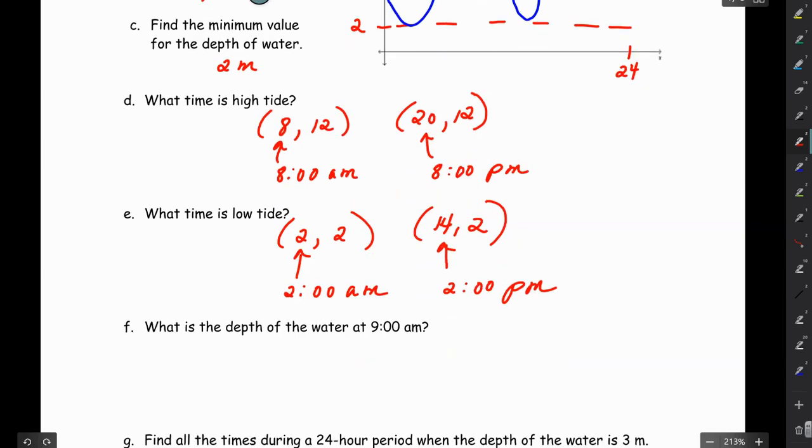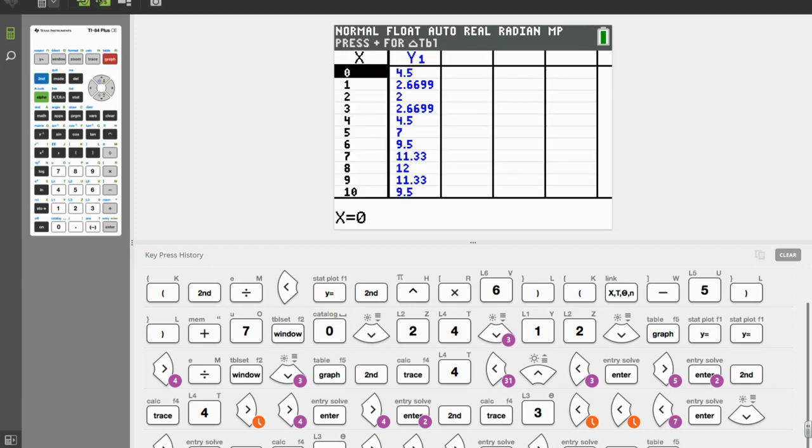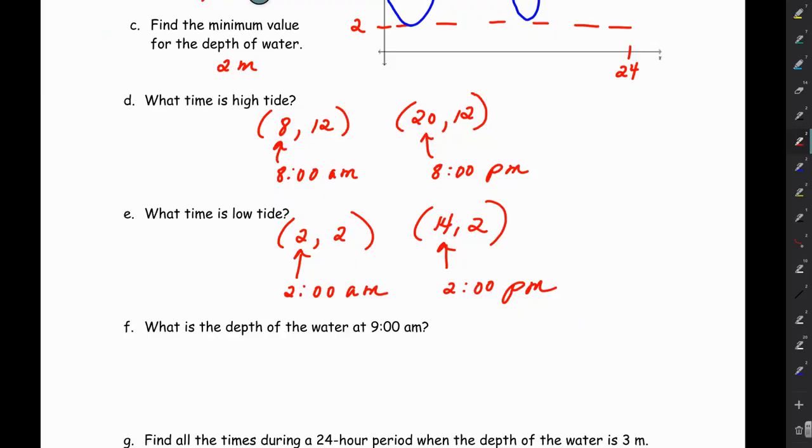What is the depth of the water at 9 a.m.? So in other words, take your function and put 9 in as an input value. Or we could check the table of values, which I think is going to be the easiest thing. So we're going to go to the calculator. We'll go to the table, second graph, and we'll look at the value of 9, and we get 11.33. Want to make sure you include units, which is meters.